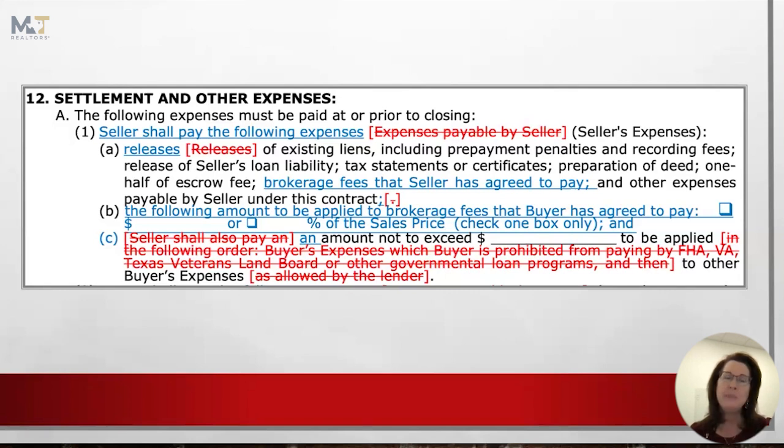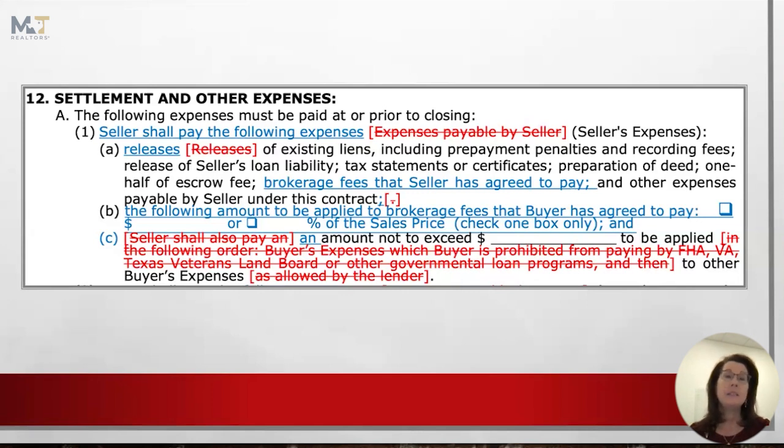So A has that semicolon at the end. Okay, that states, and any other expenses payable by seller under this contract. So B is now a part of the contract, and it's just explaining that the buyer has asked the seller to pay the amount that they have contracted their agent to represent them for. So whatever that is goes there. So I hope that explains that. A addresses the fee that the listing agent or listing broker is going to get paid. B is the buyer's agent compensation.